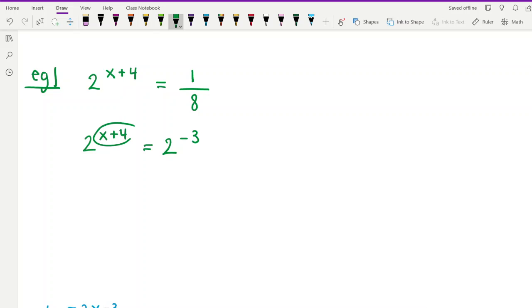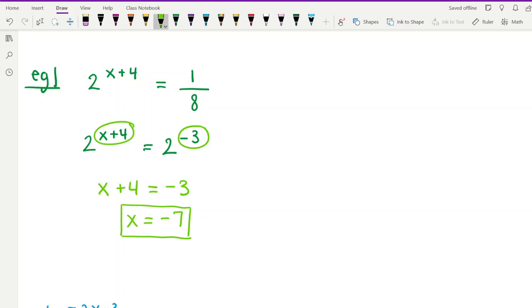So x plus 4 has to be equal to negative 3 in order to make this equation true. So x plus 4 is equal to negative 3. That would tell us that x is equal to negative 7. And you could check your answer. If you took negative 7 and plugged it into our original exponent, you would have negative 7 plus 4, which is negative 3, and 2 to the negative 3 is equal to 1/8.